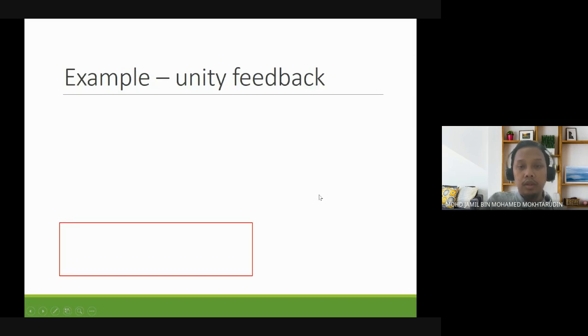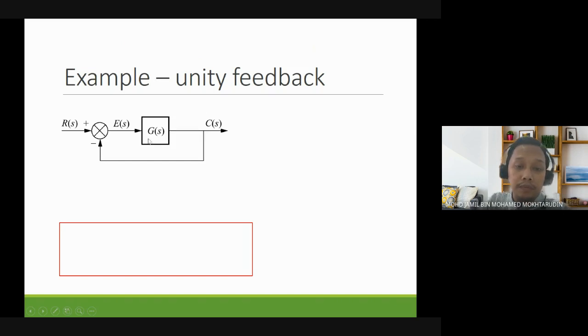Okay, so we look at an example based on unity feedback. You have a unity feedback system with a forward transfer function G(S), input R(S), and output C(S), and the feedback has transfer function equals 1, because it's unity. So E is measured here. It is the measure of the difference between the input and the feedback value.